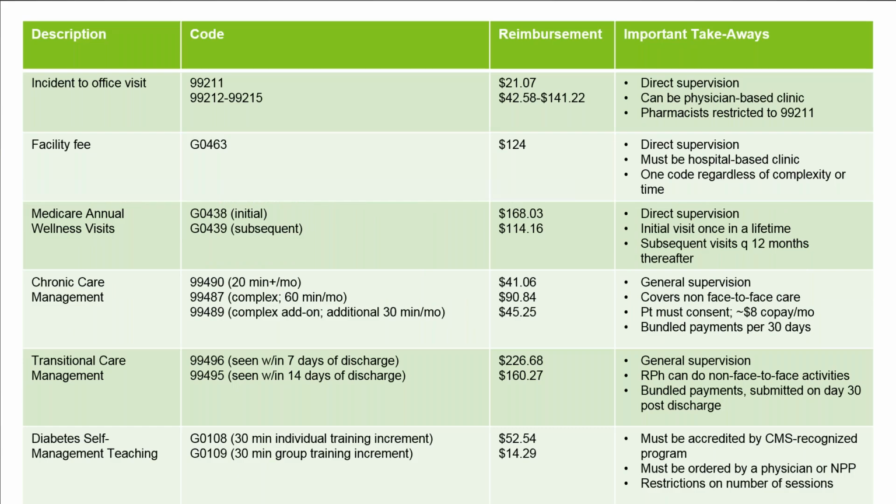So that was a lot to go through in a short amount of time, and we went through a lot of different ways to bill. I wanted to provide a summary of everything we just talked about. Here you can see a description of each of the six types of billing that we discussed, along with the codes that you would use to bill for those services, what they reimburse in the state of Wisconsin in the year 2018, and then what I thought were some of the most important takeaways from each of those different visit types.